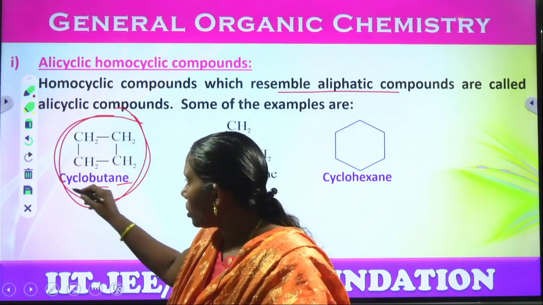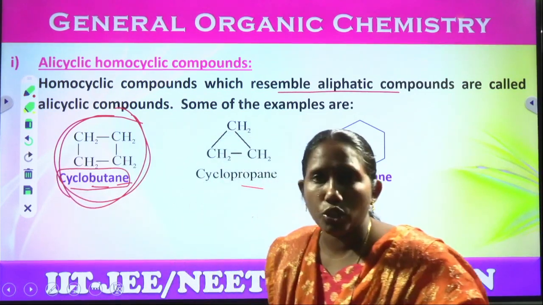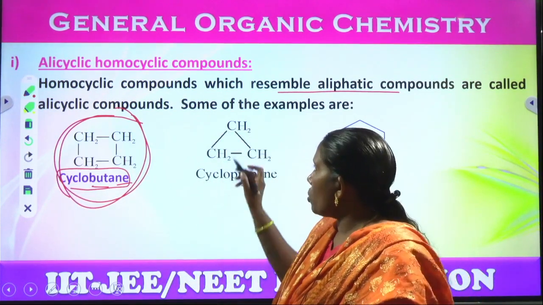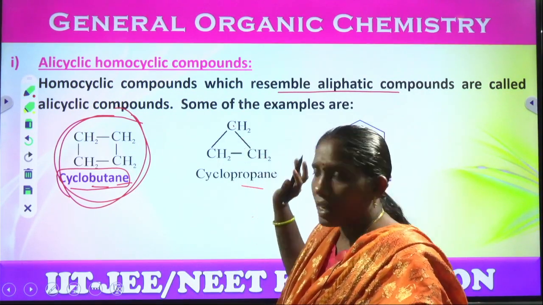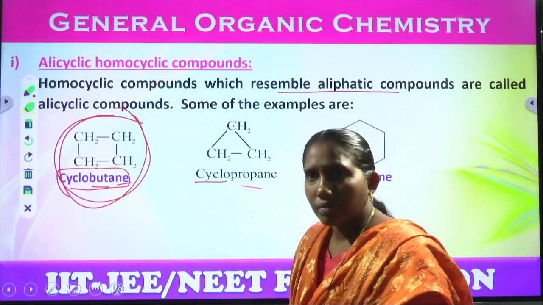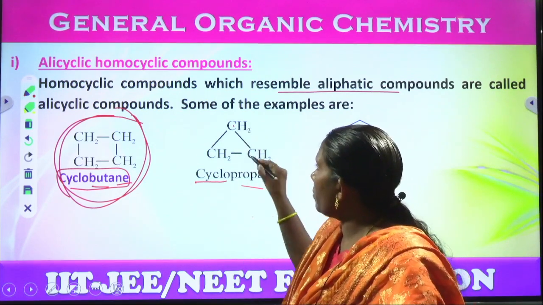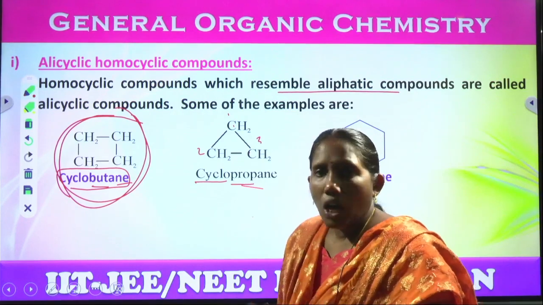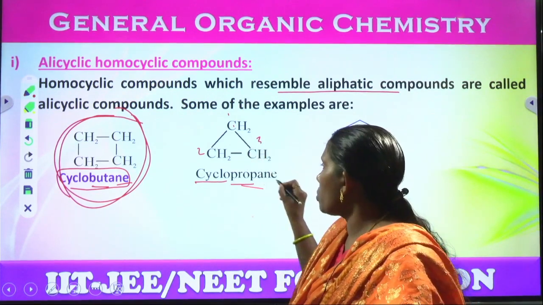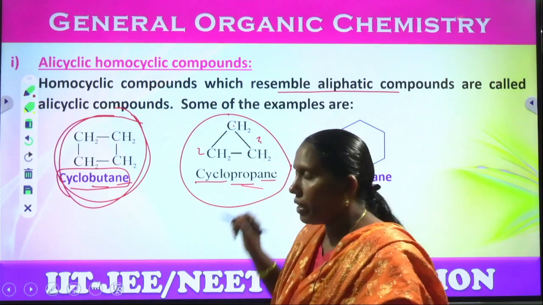And this is a cyclic compound, so the name of this compound is cyclobutane. Coming to here, 1, 2, 3, 3 are there, so first of all it is a cyclic compound, so write cyclo. And how many carbons are there? 3 carbons are there, so prop. How many bonds? All are single bonds only, so ane, this is cyclopropane.